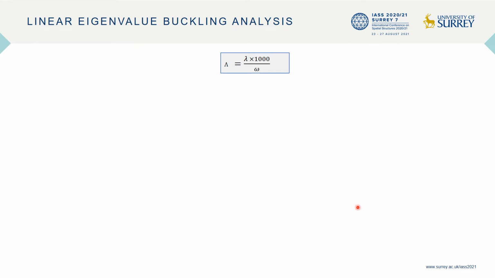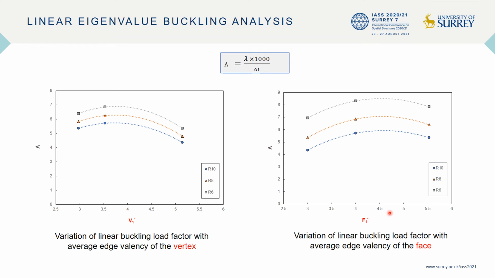Moving to the variation of the buckling load parameter with the average edge valencies. The load factor parameter increases and then decreases as the average edge valency of the shell increases. A second degree polynomial curve is fitted to observe this variation.